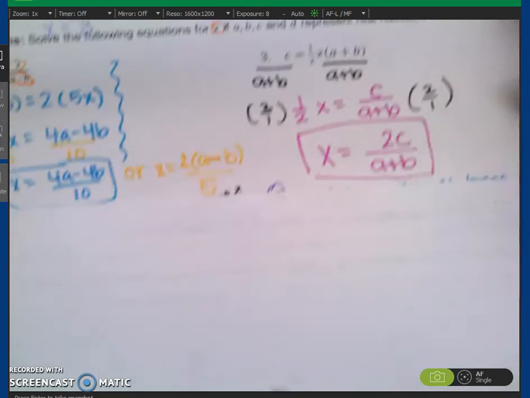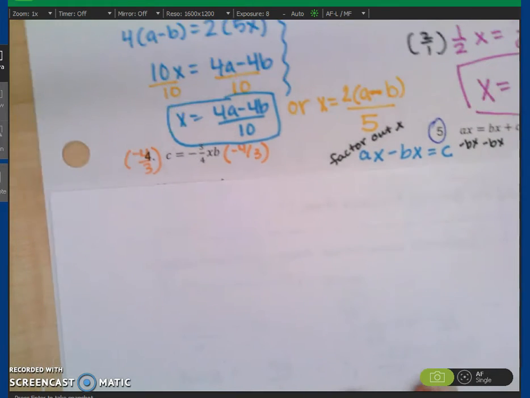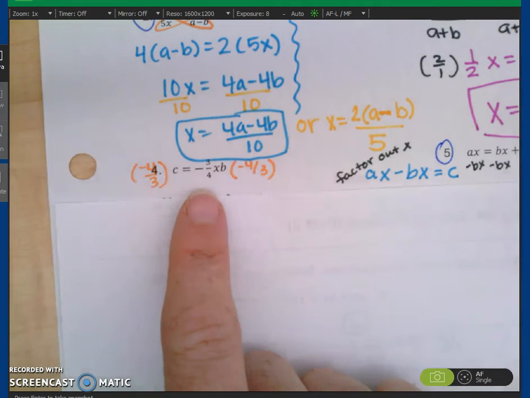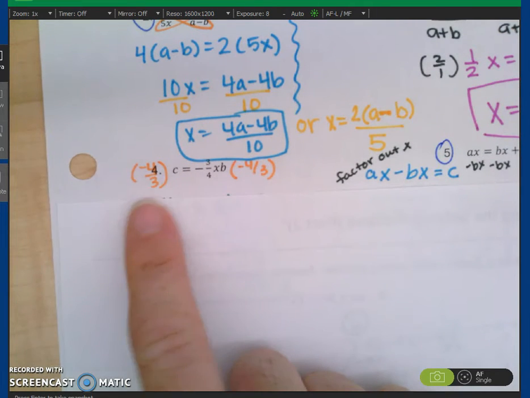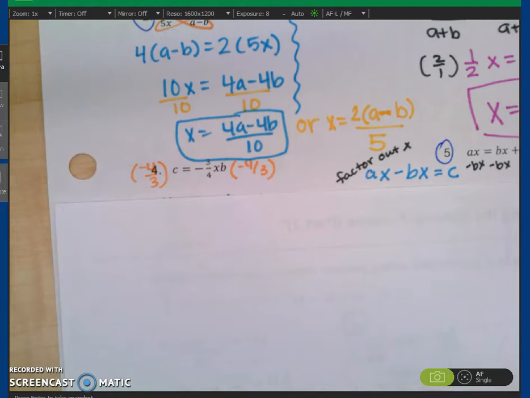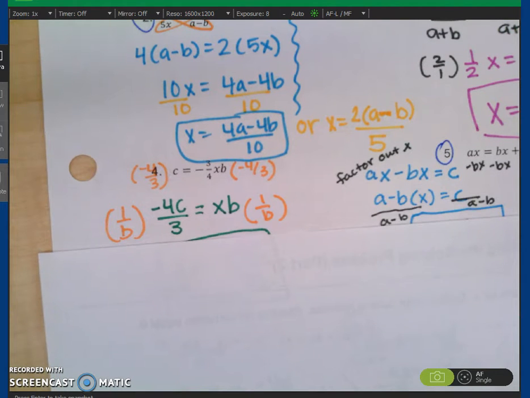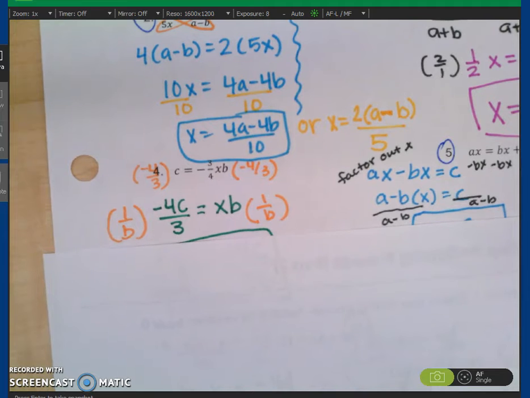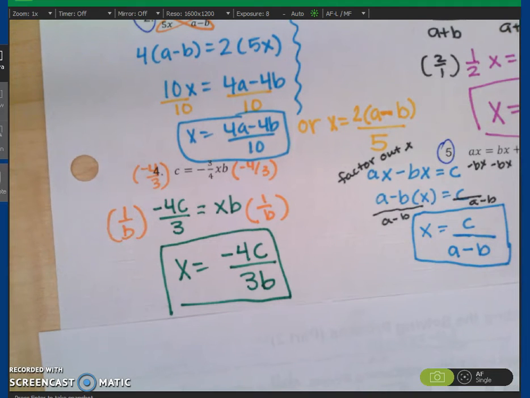Awesome, let's take a look at number 4. Looking at number 4, the first thing I wanted to undo was multiplying by negative 3/4. So I multiplied both sides of the equation by the reciprocal, negative 4/3. When I do that, I have negative 4/3 c equals xb. To undo multiplying by b, I multiplied both sides by the reciprocal, 1 over b, to have my final answer of negative 4c all over 3b. Awesome. Let's keep going to number 6.